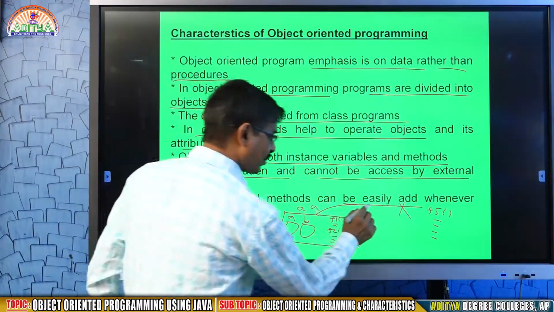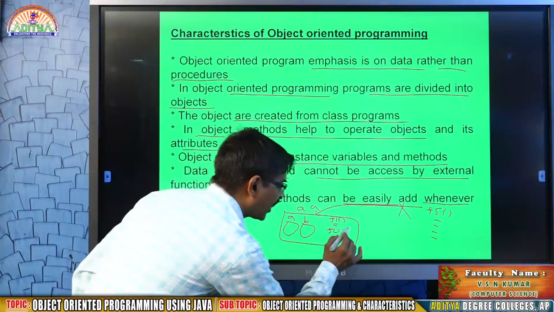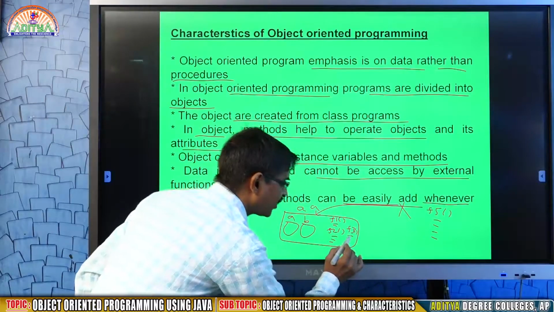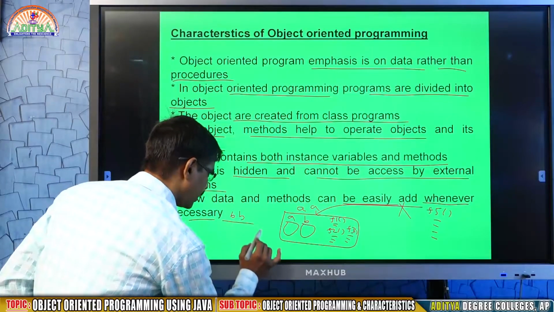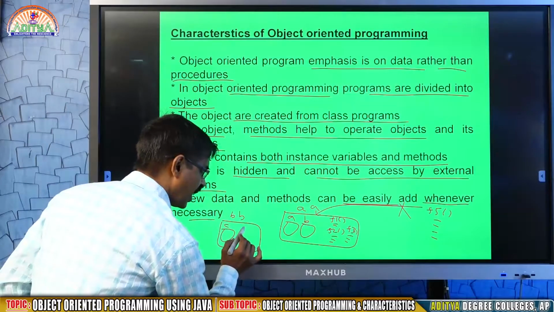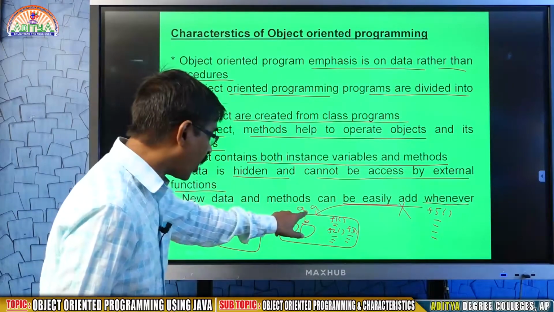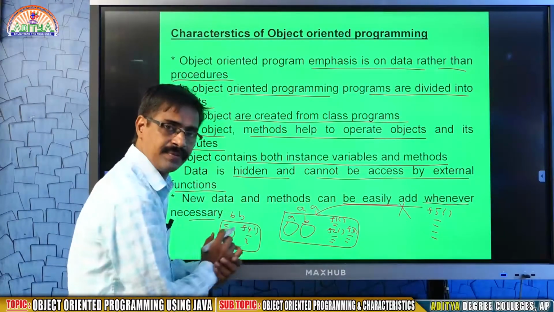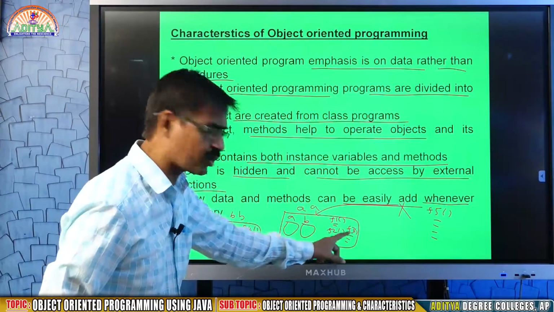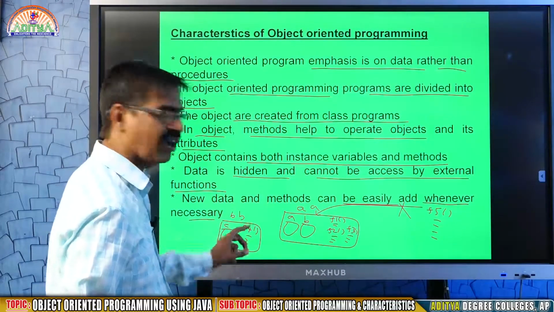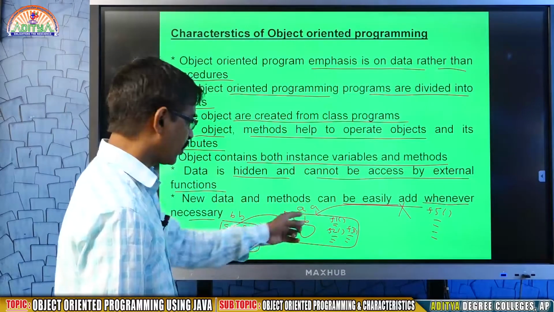New data and methods can be easily added whenever necessary. For example, I want to add one more method. You may write it and add it inside. Or in some situations, there is another object BB, with a variable C and a method F4. Now my object AA wants this C. In AA there will be a, b, F1, F2, F3 functions. In BB there is C and the F4 function. It means now I want to access C from AA.